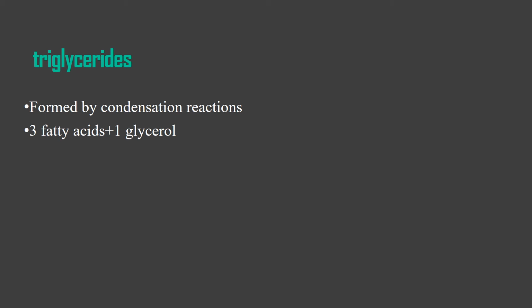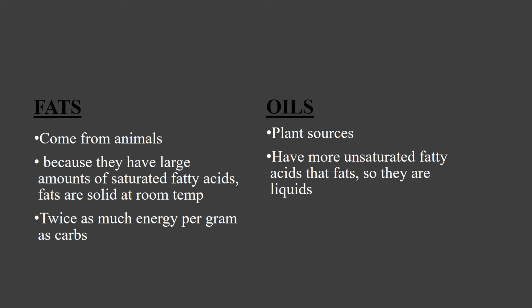Triglycerides are formed by condensation reactions, and they contain 3 fatty acids. That's why I started with hydrolysis and condensation, then I moved on to this point. Fats and oils. They are very different, although we usually regard them as the same thing. Fats come from animals, and oils come from plants. Fats have large amounts of saturated fatty acids and are solid at room temperature. Oils have more unsaturated fatty acids, so they are liquids. Fats, as I said before, are used after carbohydrates. However, they have double the energy of carbs.